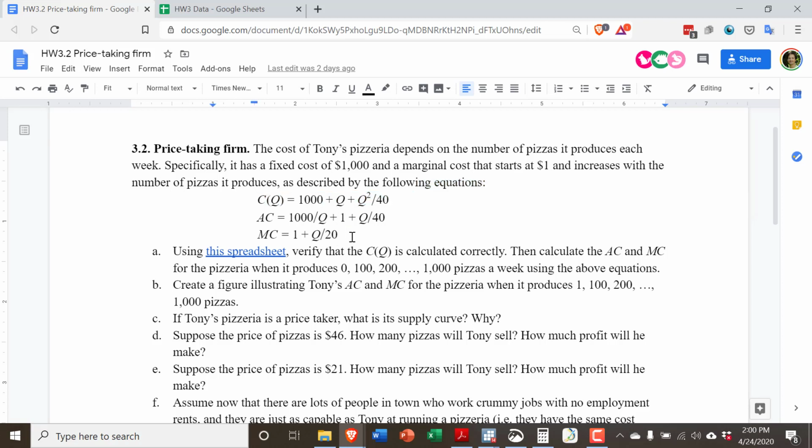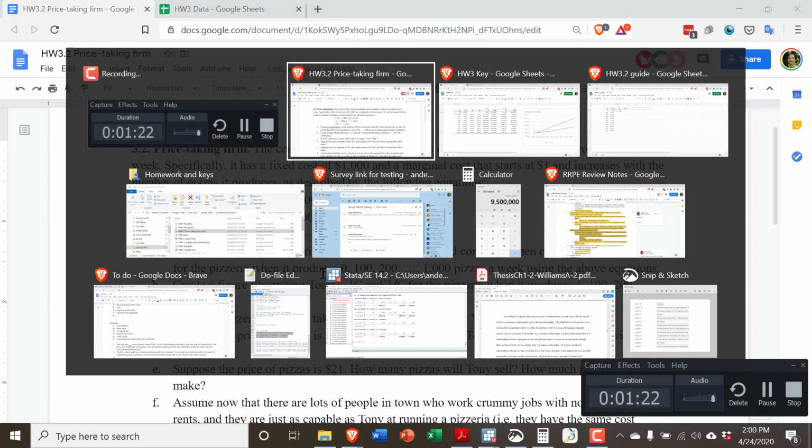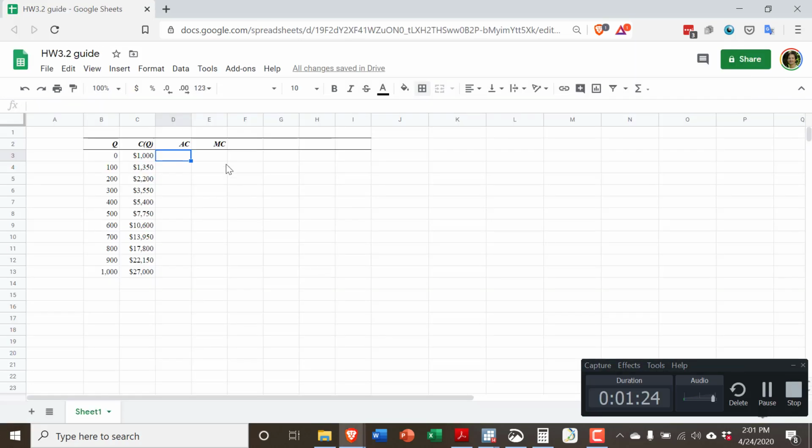So the first step of solving this problem is to open up a spreadsheet and verify that the cost function is calculated correctly, and then calculate the average cost and the marginal cost of producing 0, 100, 200, all the way up to 1,000 pizzas a week using the above equations. So I have already put, if you click on the link, this is what you start out with, right?